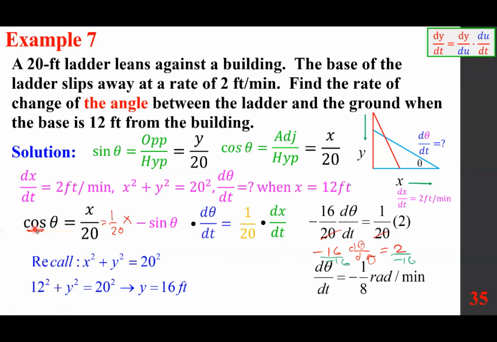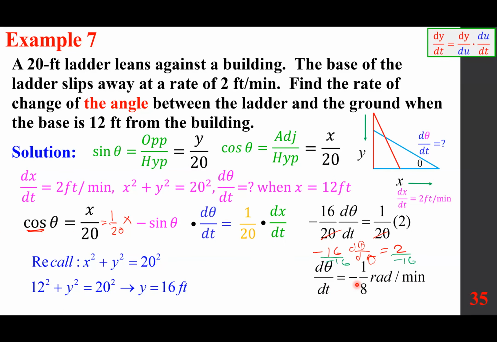Be very careful with your units. The denominator is the units of minute, so dt has units of minute. And this is in radians. And why is it negative? Look, as it comes down, theta gets smaller. So d theta dt is minus 1 over 8.